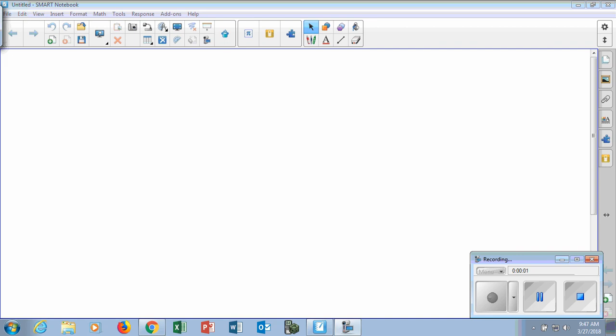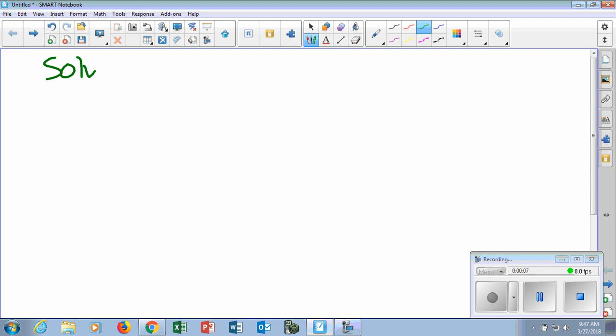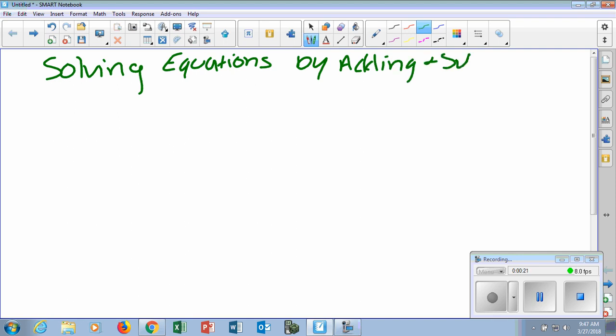Notes are going to be handwritten. So these new notes are called solving equations by adding and subtracting. And underneath that, I would write one-step equations.